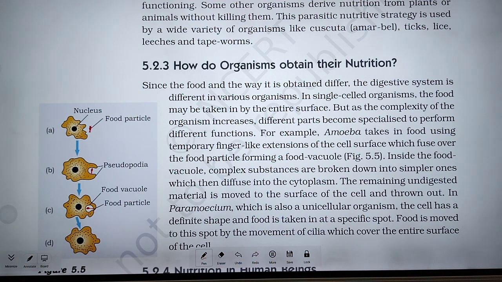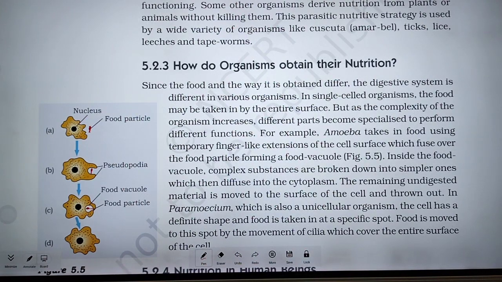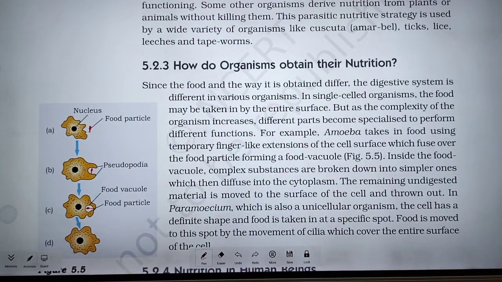Now for example, amoeba takes in food using temporary finger-like extensions of the cell surface, called pseudopodia, which fuse over the food particles, forming a food vacuole. You can see in the figure in C that a food vacuole is formed.